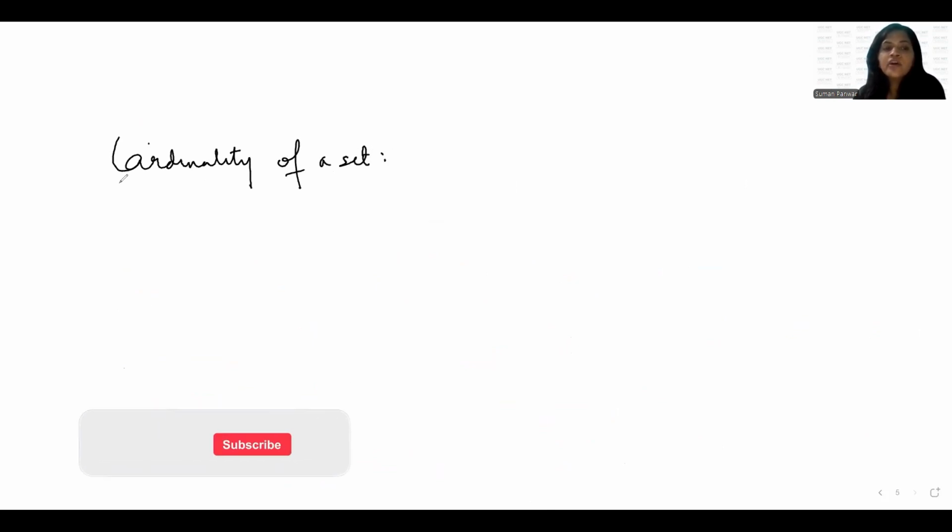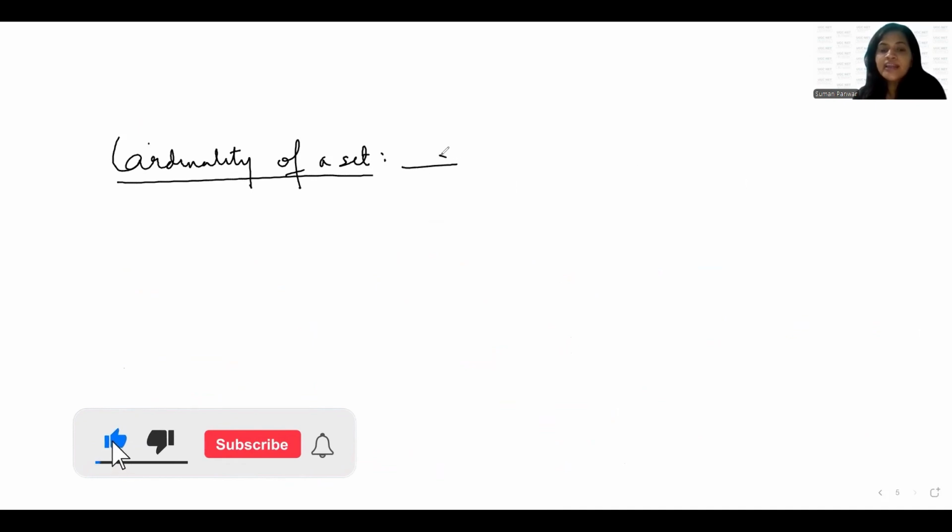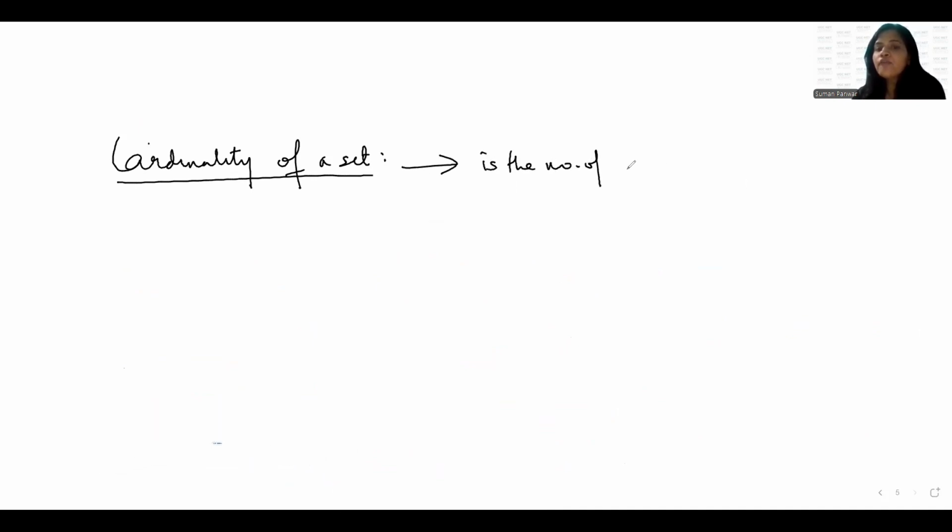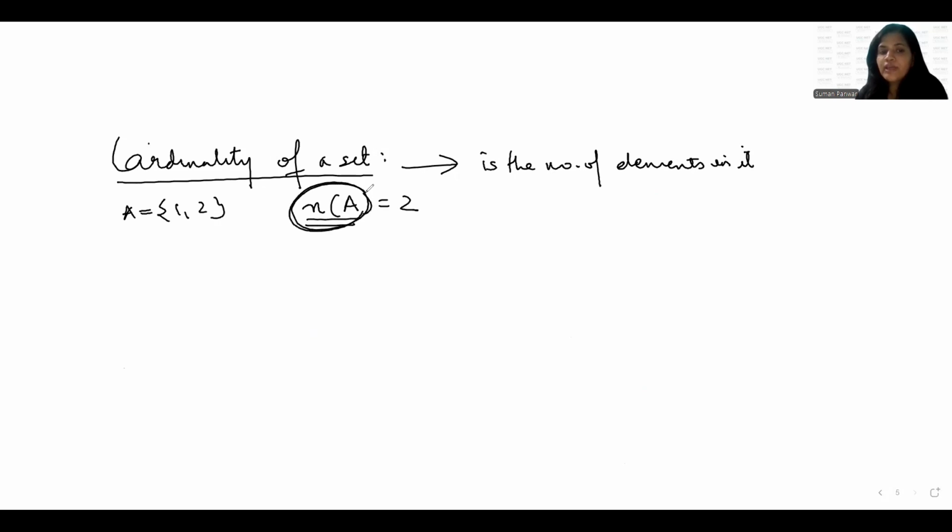Now, the next topic, cardinality of a set. What is the cardinality of a set? Cardinality of a set is the number of elements in it. For example, if A is equal to 1, 2, the cardinality n(A) is equal to 2. This is called the cardinality of A, the number of elements.